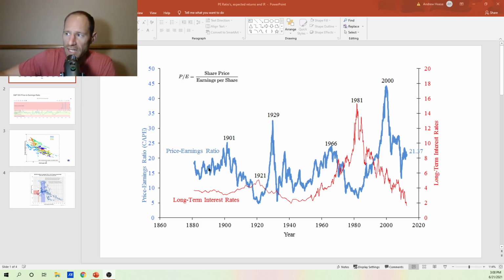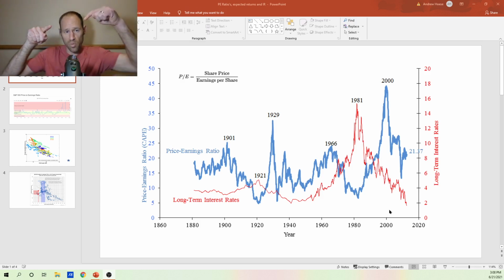So what you're looking at here in the blue line is your price to earnings ratio. It's called the CAPE ratio. It goes from 0 to 50 on this chart in the blue. Now, on the right-hand side is the long-term interest rate from 0 to 20, and that is the red line for long-term interest rates. And what you're going to see is that these are inversely correlated, where one goes up, the other one goes down.